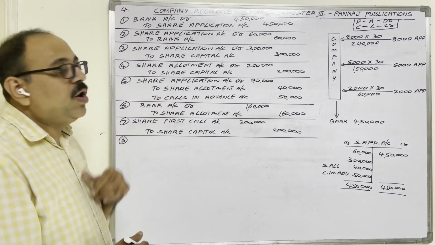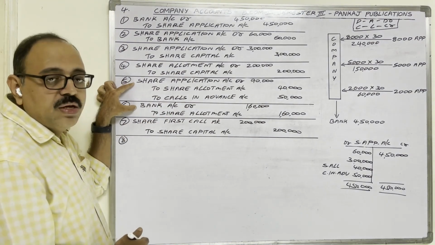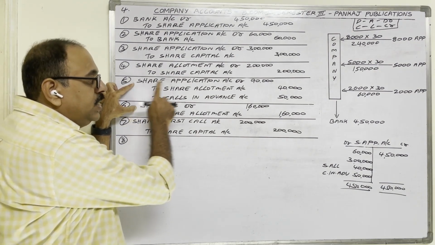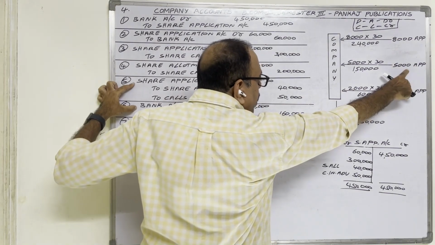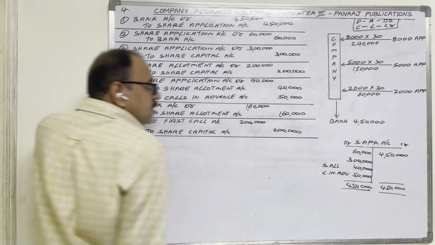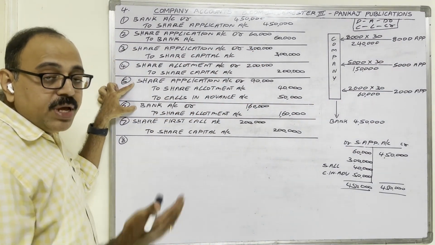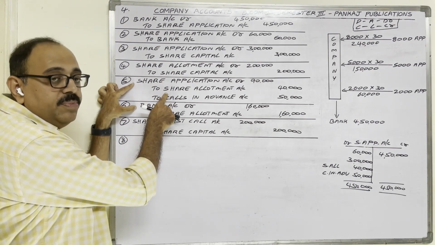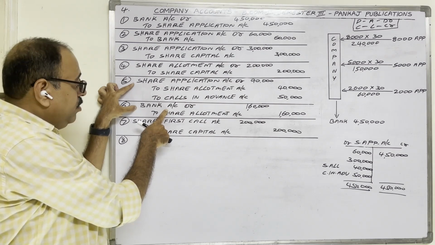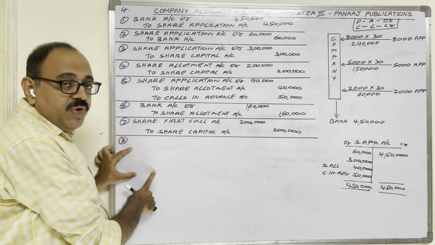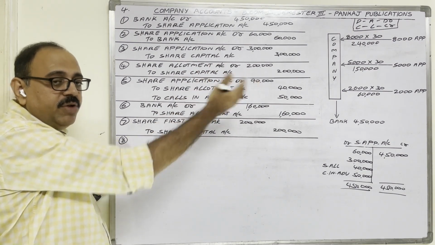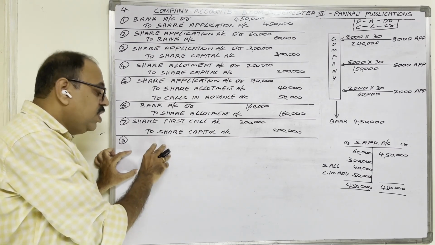See, in case of allotment, fifth entry and sixth entry, we wrote for receiving allotment money. Fifth entry is related to second category applicants. Sixth entry is related to first category applicants. So for second category applicants' payment, one entry we wrote. For first category applicants' payment, another entry we wrote. But for first call money, we will combine these two. First category applicants and second category applicants, they paid first call money now. For that we can write only one entry.